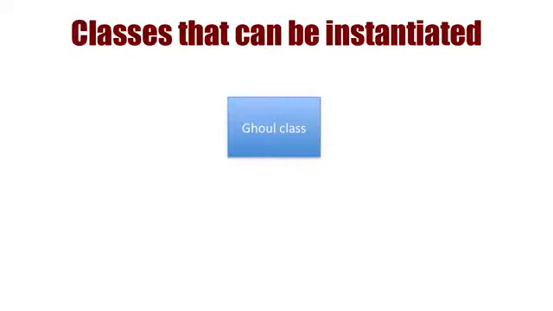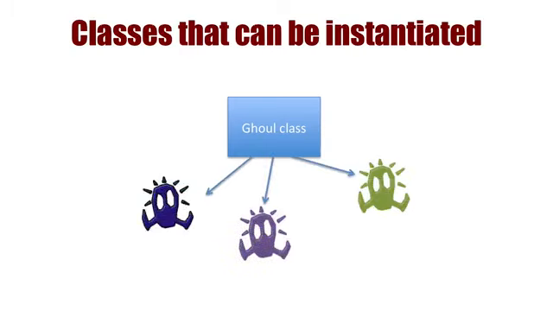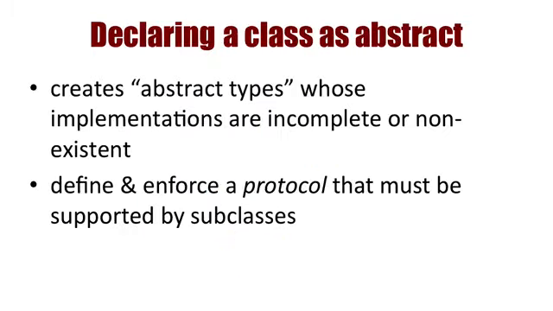Up to this point, we've been focusing our discussion on concrete classes, which are classes that implement all of their defined methods so that they can be instantiated directly to create and manipulate objects. The GUL class is a good example of this. It's also possible, and often quite useful in Java, to define so-called abstract classes and/or methods. These classes and methods create what we refer to as abstract types that provide an incomplete implementation, or no implementation at all, and can be used to define and enforce a protocol that must be supported by subclasses.